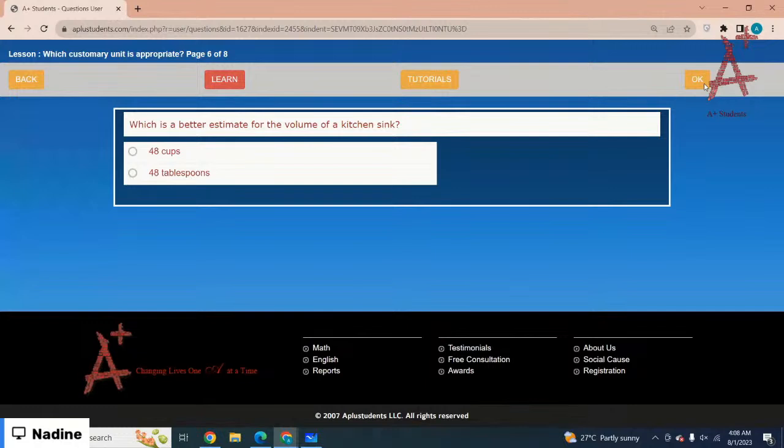Which is a better estimate for the volume of a kitchen sink? 48 cups or 48 tablespoons? The correct option is 48 cups, because 48 tablespoons is much less. The correct option is 48 cups.